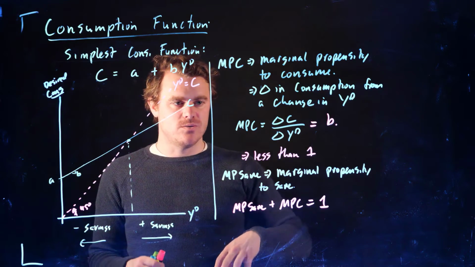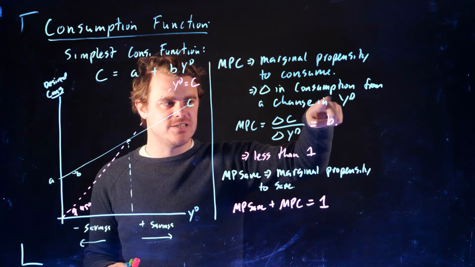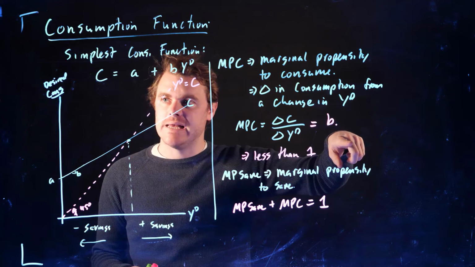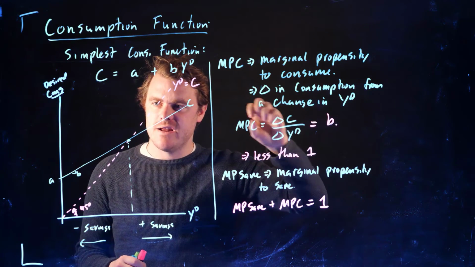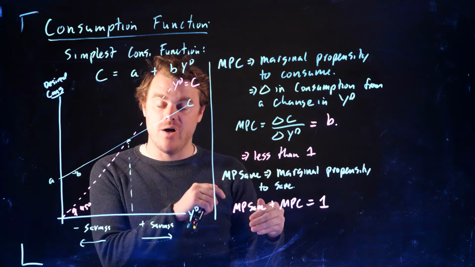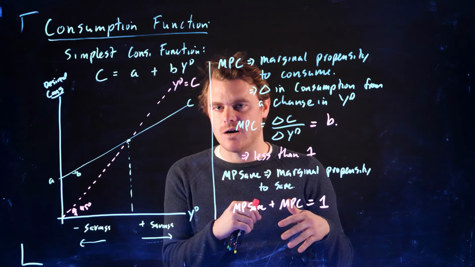Okay, so changes in disposable income are going to change desired consumption by B. Now we need to expand on this a bit and talk about how these other factors, wealth and interest rates, are going to influence our consumption.